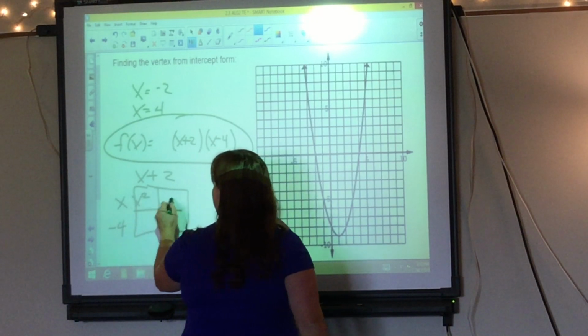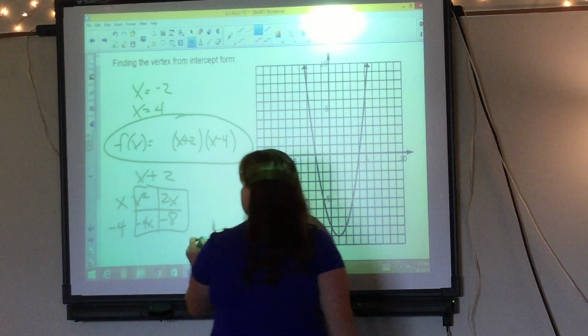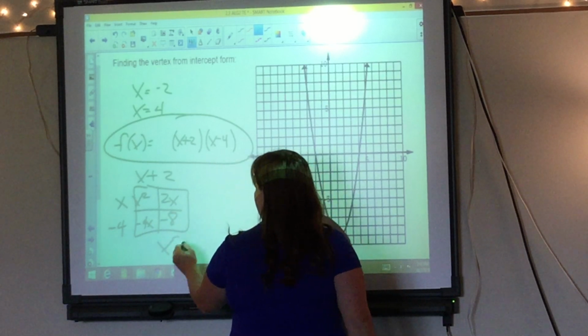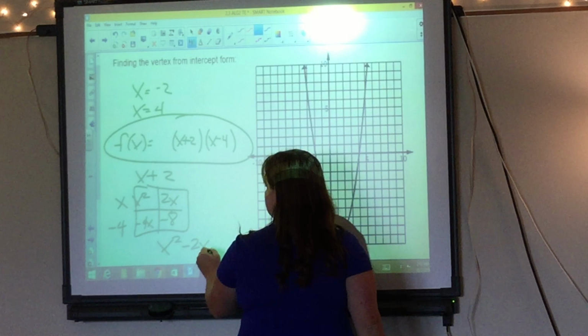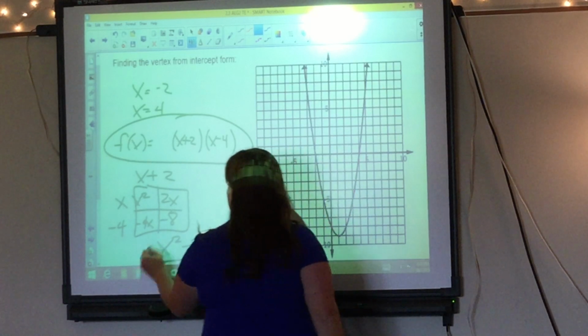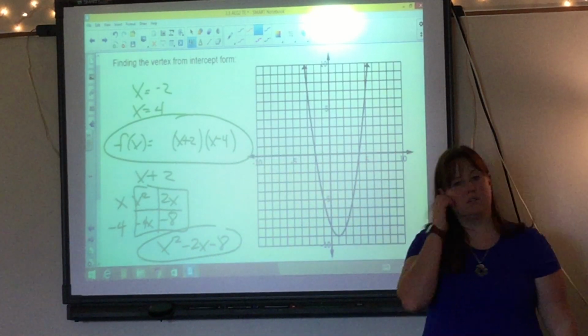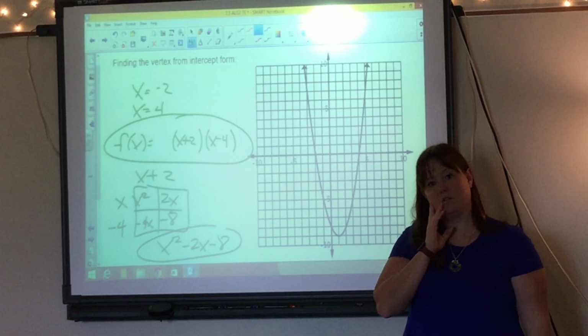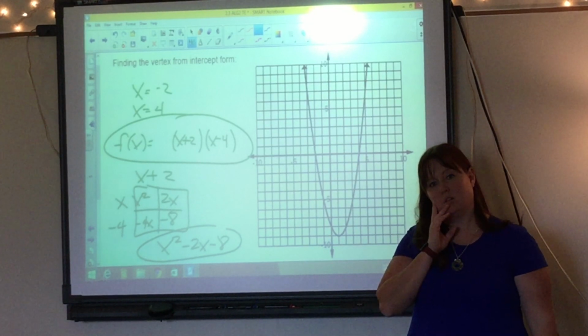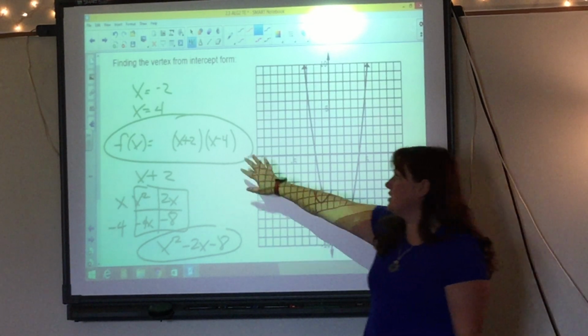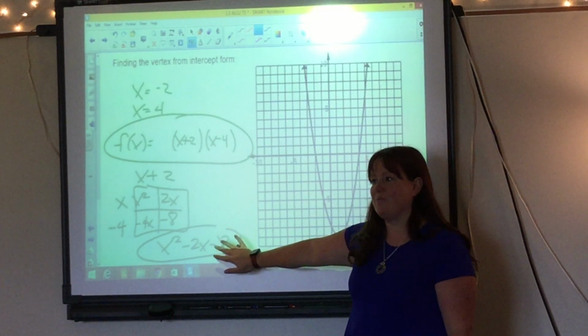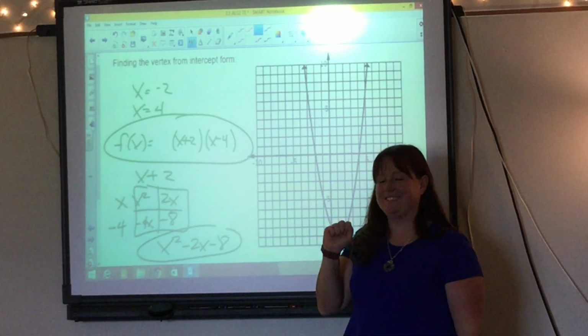So I have x squared, I have 2x, I have -4x, and I have -8. So then it's x squared minus 2x minus 8. Do you have it? X squared minus 2x. This is intercept form, and this is standard form.